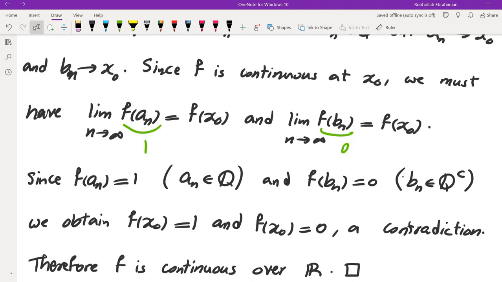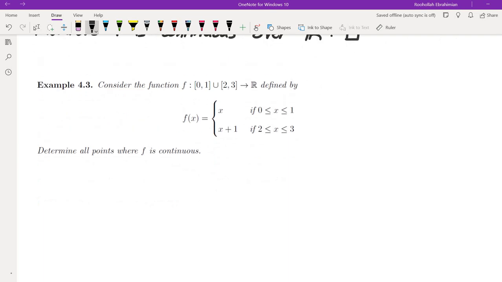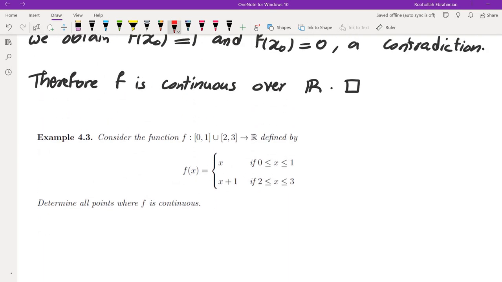Okay, so we looked at an example of a function that was continuous, polynomials. In fact, a set of functions that are all continuous. And we looked at a function that was in fact not continuous anywhere. Let's look at a third example. This is a very interesting example.